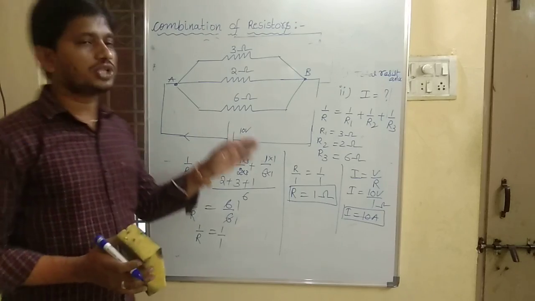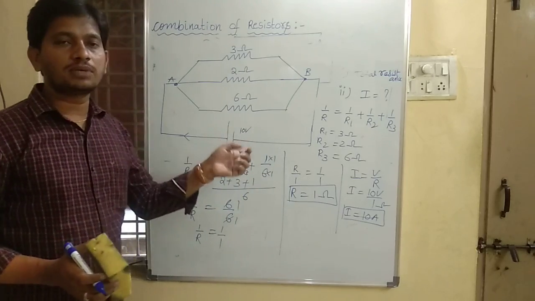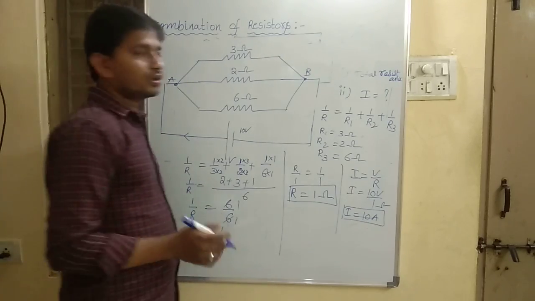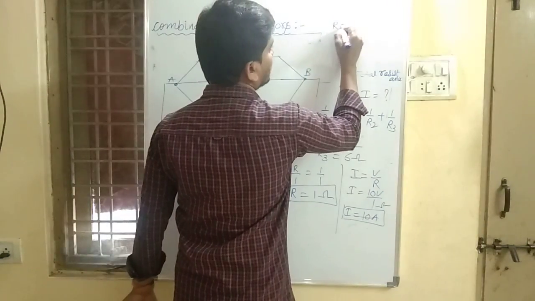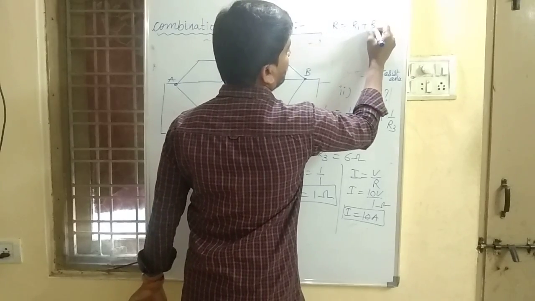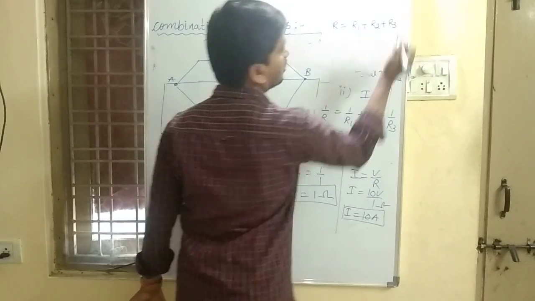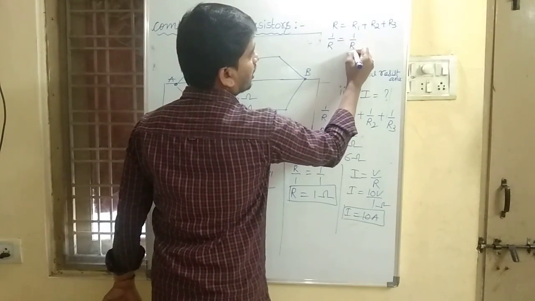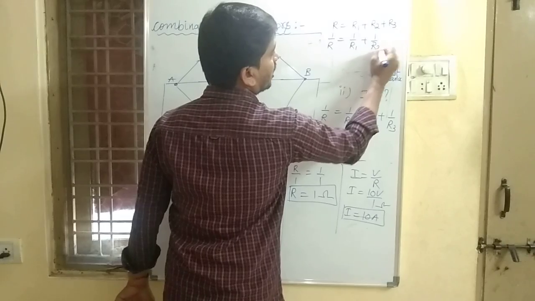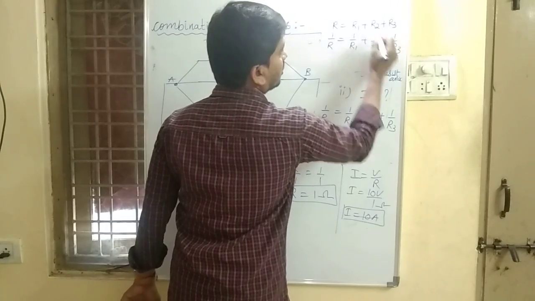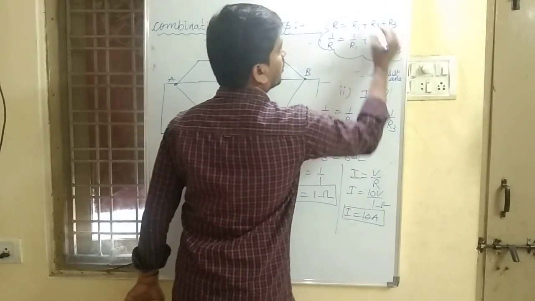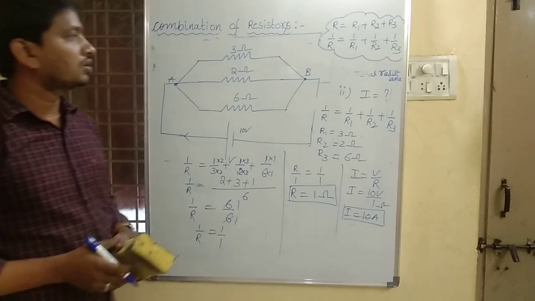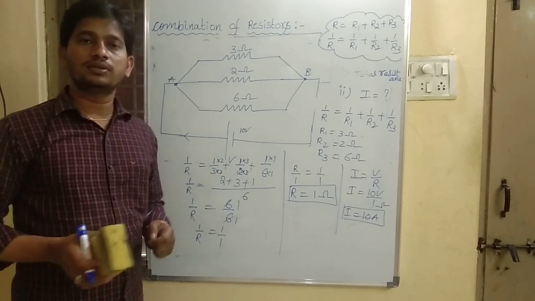Okay. So mostly based on this concept they will ask numericals. For that you have to remember two formulas. The first one is for series connection, R equal to R1 plus R2 plus R3, and for parallel connection, 1 by R equal to 1 by R1 plus 1 by R2 plus 1 by R3. These two formulas are important, for series connection and parallel connection. Okay, I hope you all understood today's session. Thank you.